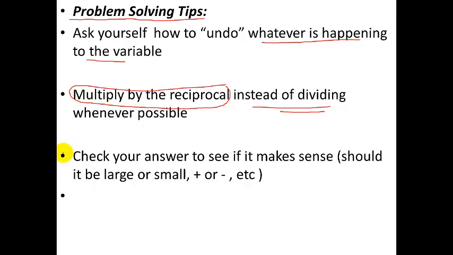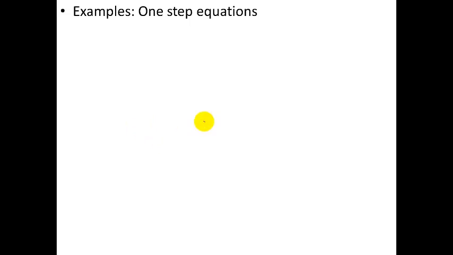The last thing I want to comment on before we do some examples is that you always want to check your answer and see if it makes sense. When you're solving an equation and you get an answer, you can plug that answer back into the original equation, and it should work. It should be reasonable. Here we go. Let's do some examples. One-step equations. All these equations can be solved with just one step. So we might have something like 3x = 12.